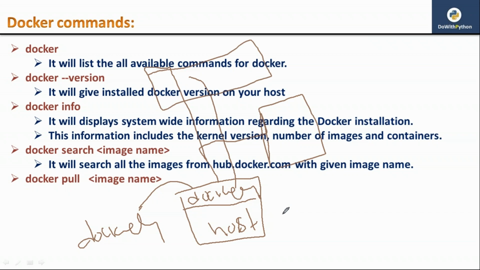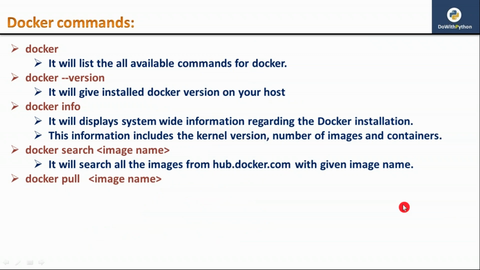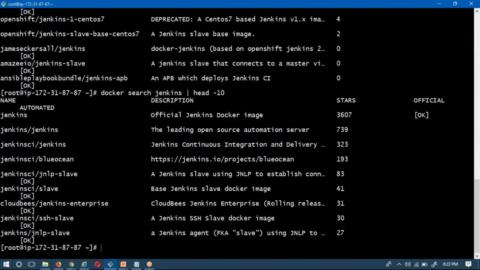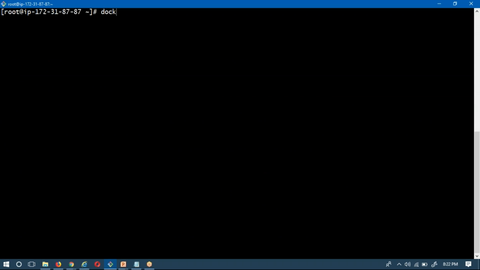Anyway, in case you want to download some images from the official website, that is hub.docker.com, if you know the image name, then using the command docker pull image name, you can download it into your local host, your local repository. Before doing that, I am running docker images. This command will show the existing images in my local repository. As of now I don't have any images in my local repository.